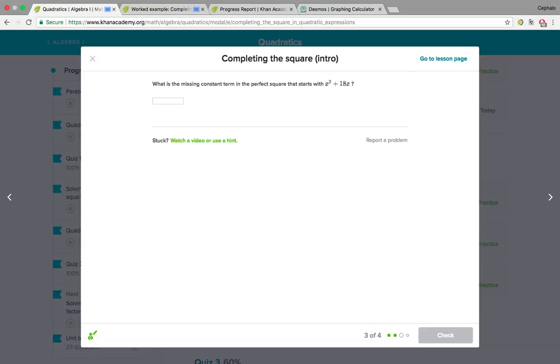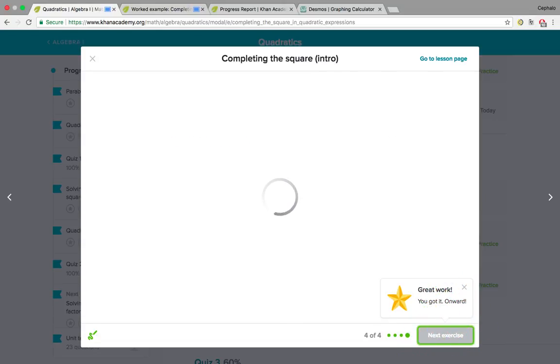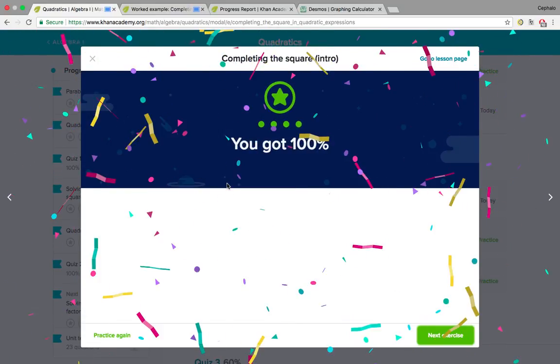What's a quicker way to do this? We have this term, what are they called? Coefficients at the front of the x squared. Essentially, I've just been dividing this by 2, whatever that number is, and squaring it. So, divide by 2 is 9, square it, 81. Awesome. Divide by 2 is 1, 1 squared is 1. Got him. Cool.